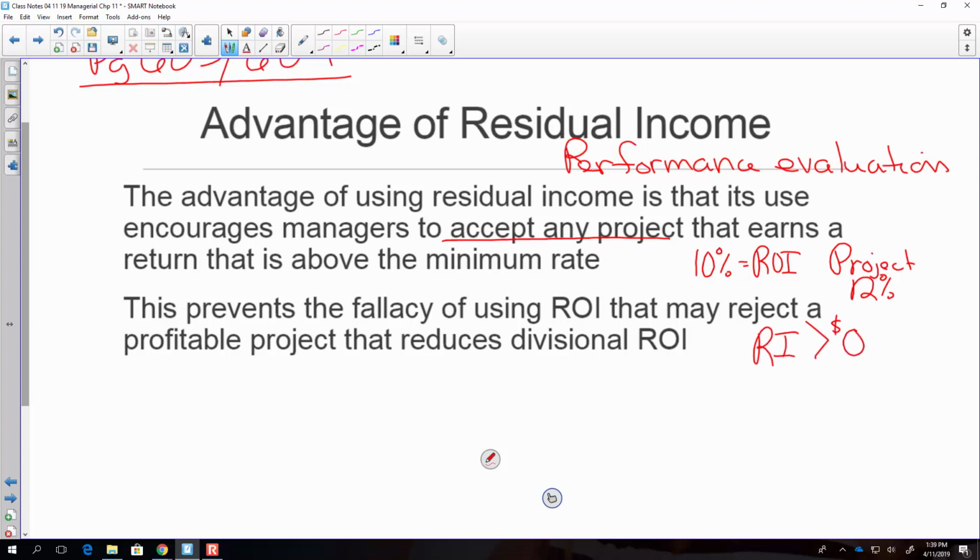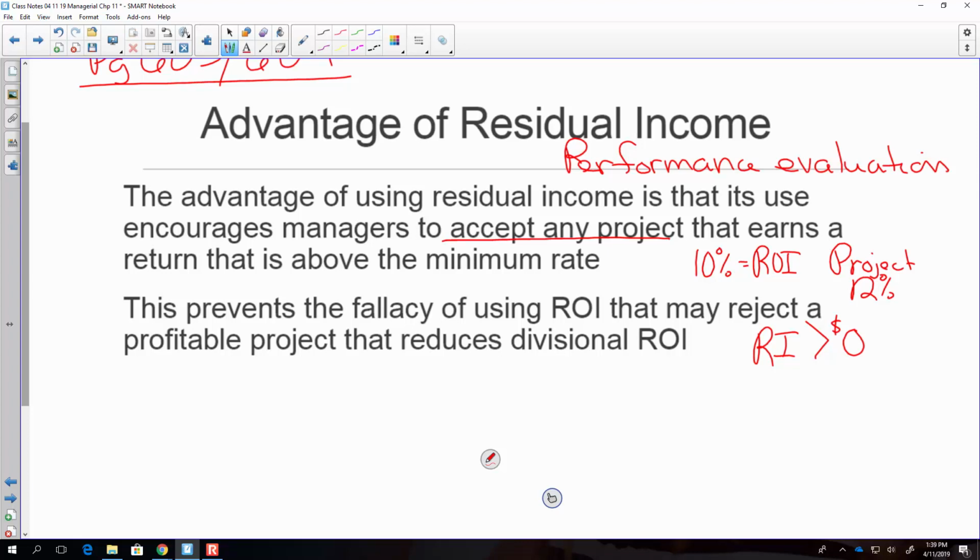So that, in a multiple choice question, could easily be asked and determined. So be aware of those word definitions for residual income. What causes residual income to be positive? What causes residual income to be negative?